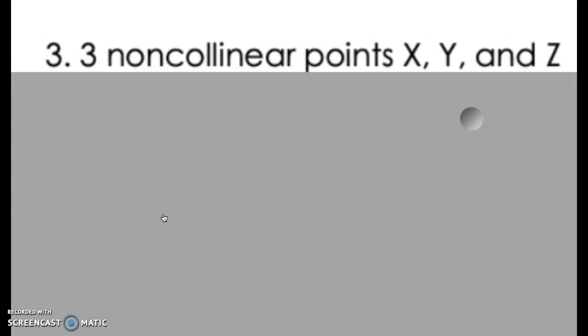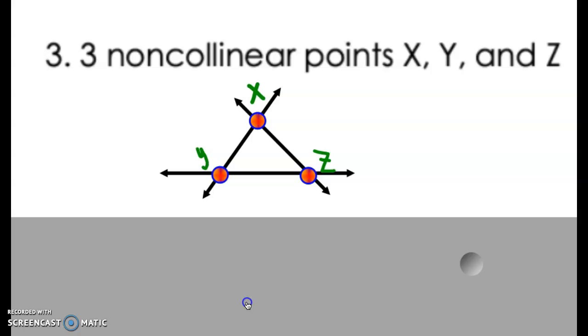Number 3, now we want to draw and label 3 non-collinear points and label them X, Y, and Z. So remember, non-collinear means not on the same line. And there are multiple ways to do this, of course.